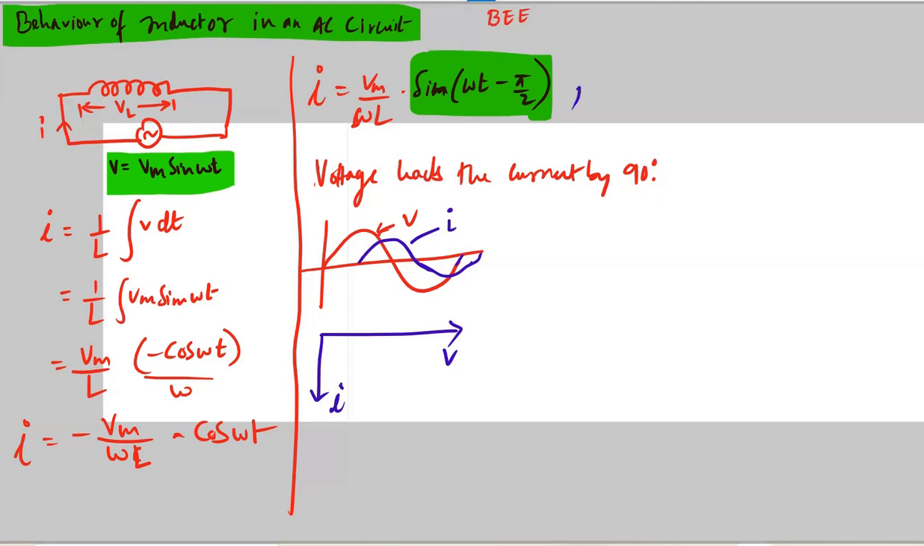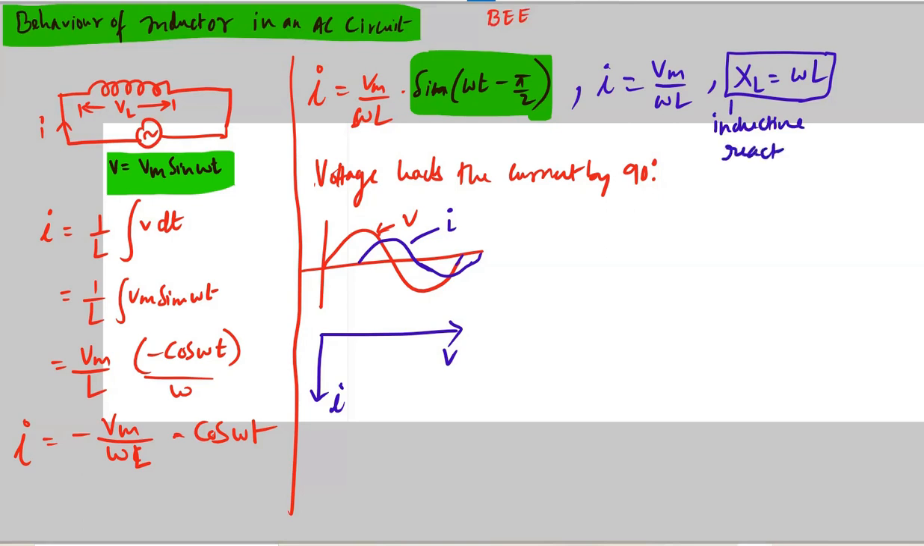Also, here you can write I equals Vm by omega L, where XL is omega L, because I equals V by R, no? So XL is omega L. That is called inductive reactance. Unit is ohms only. Whereas for the capacitor, XC is 1 upon omega C.